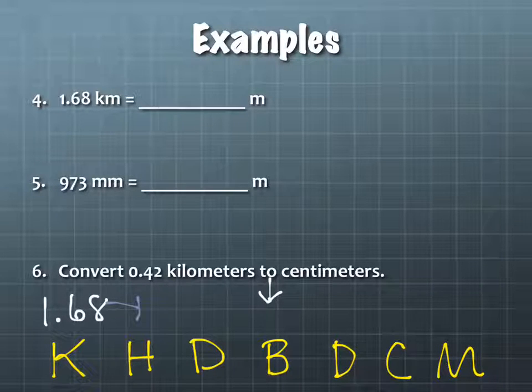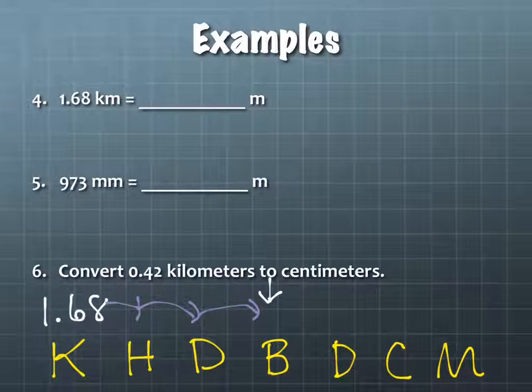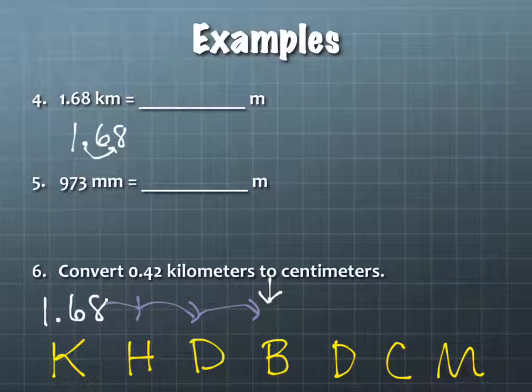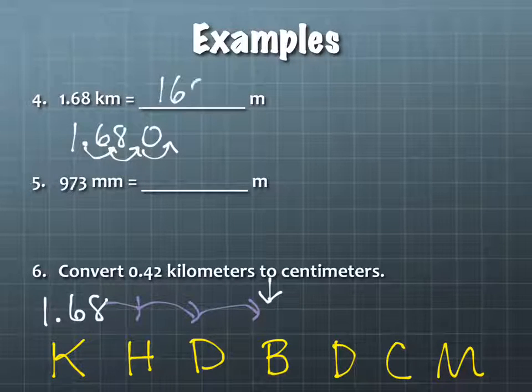All right. This is one move from K to H. Here's our second move from H to D, and here's our third move from D to B. Okay, so it's 3 moves to the right. So in terms of our number, we've got 1.68, and we need to move it 3 to the right. So this is 1 unit to the right, 2 units to the right, and I need another 0 to move it 3 units to the right. So this ends up giving me 1,680 meters.